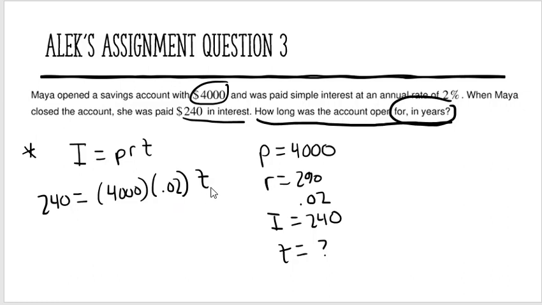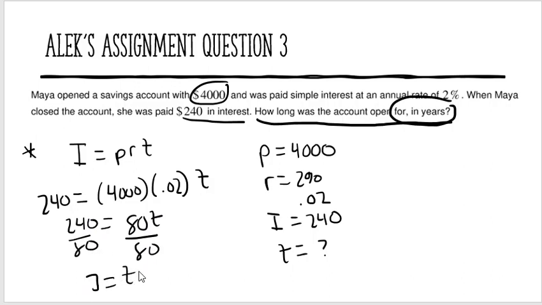In order to solve this equation for the T, we would first multiply the 4,000 times by 0.02, and that gives us 80 times by T equal to 240. And if we want to know what T is, we have to get rid of the multiplication of 80, so we divide by 80 on both sides. So T equals 3. That means that the account was open for 3 years.